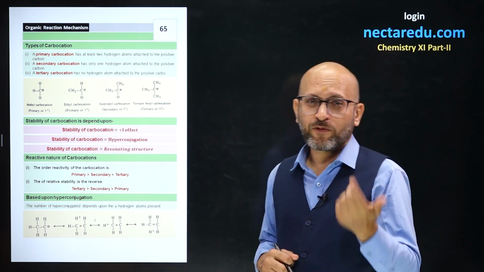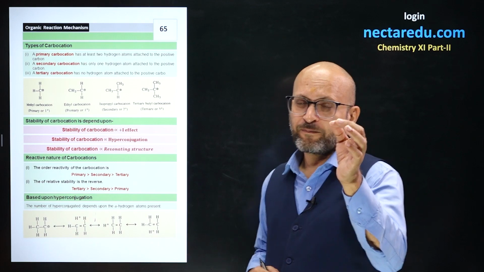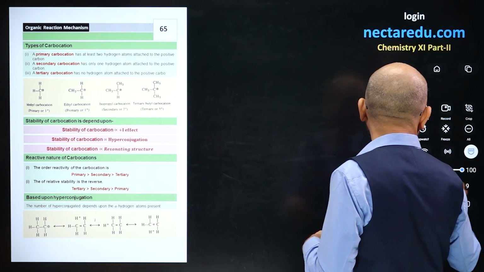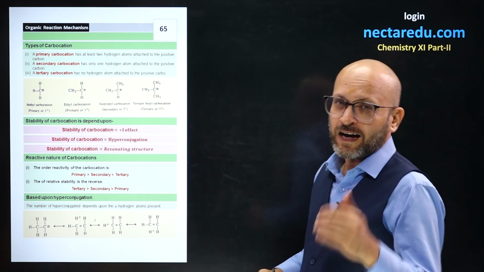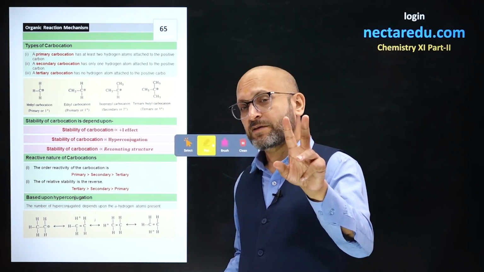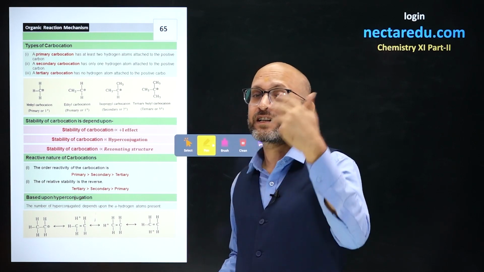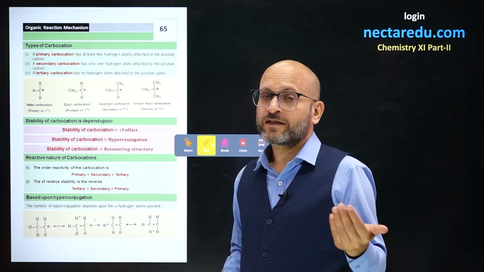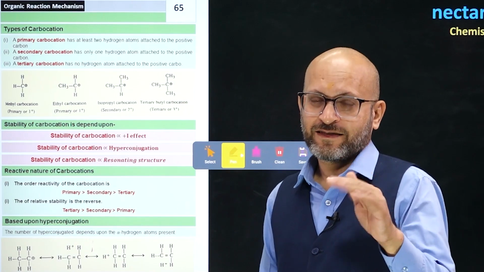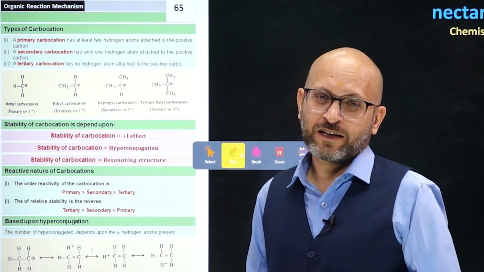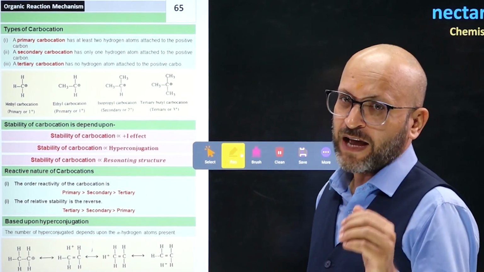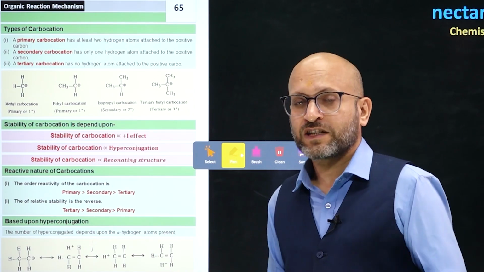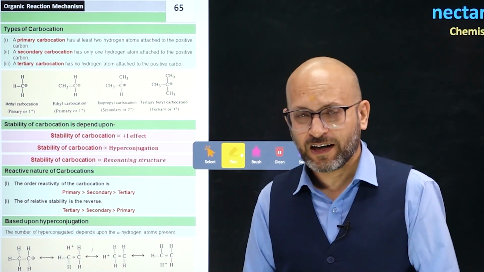So what is a primary carbocation? A positive charge on a primary carbon. What is a primary carbon? The carbon connected to one carbon is known as a primary carbon. A carbon connected to two other carbons is known as a secondary carbon. A carbon connected to three other carbons is known as tertiary, and the carbon connected to four other carbons, does it exist? It does not. So a carbocation will have a maximum of three carbons. We can have a primary, secondary or tertiary carbocation. We cannot have a quaternary carbocation.